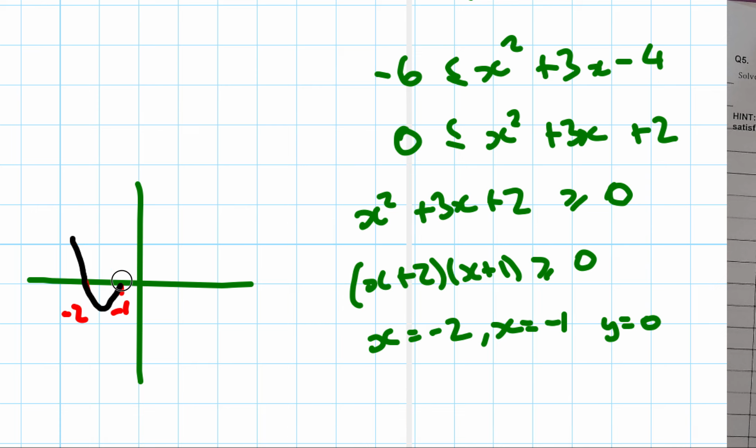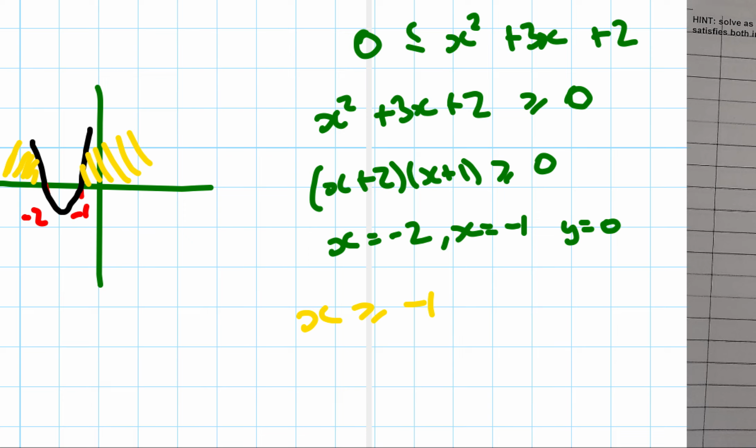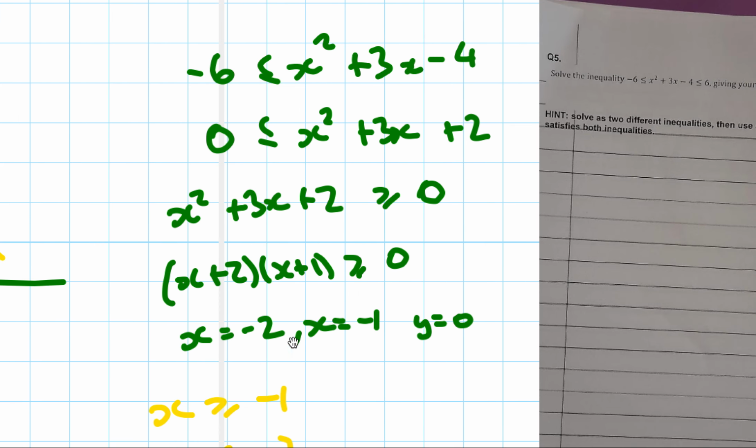So if we draw our curve and then look at our inequality, we're looking for when it's greater than 0. So for this part of our inequality, x is greater than or equal to minus 1, and it also is above the y-axis when it's less than minus 2. So we're going to say that it's also x is less than or equal to minus 2. Now that's not our answer, that's only the first part.